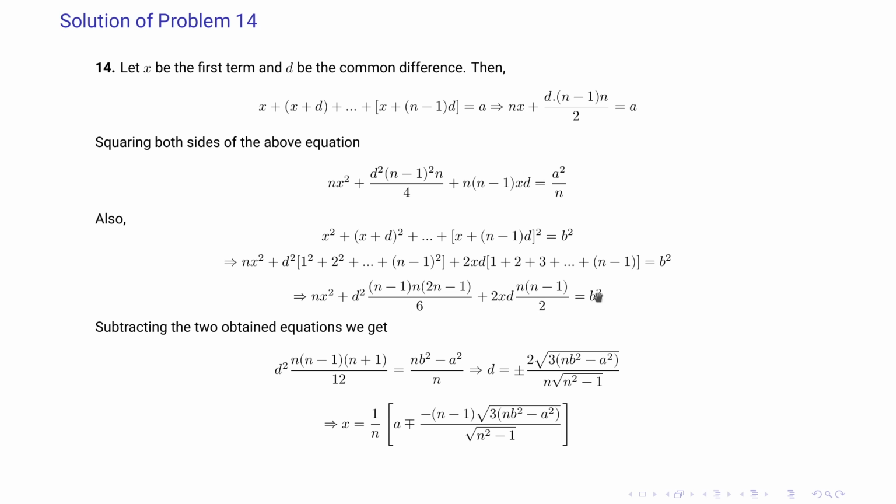So we subtract this equation and this equation. Upon subtraction, we get d square multiplied with n into n minus 1 into n plus 1 by 12 is equal to nb square minus a square by n. So from this we get d as plus minus 2 square root of 3 into the square root of nb square minus a square, divided by n square root of n square minus 1. From this we can find out our x by substituting in one of the equations, or by substituting over here you can find x.